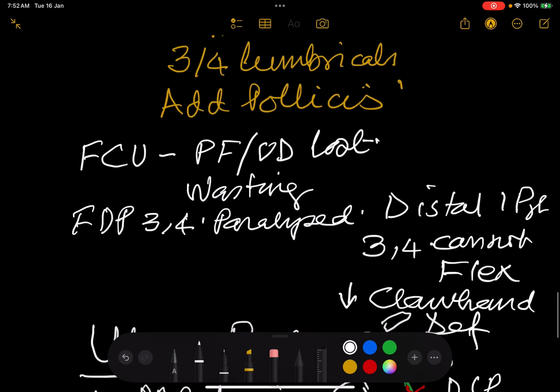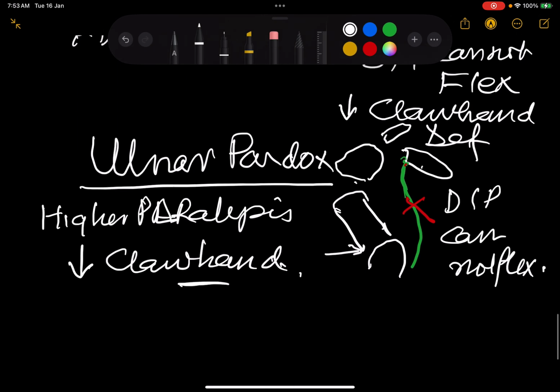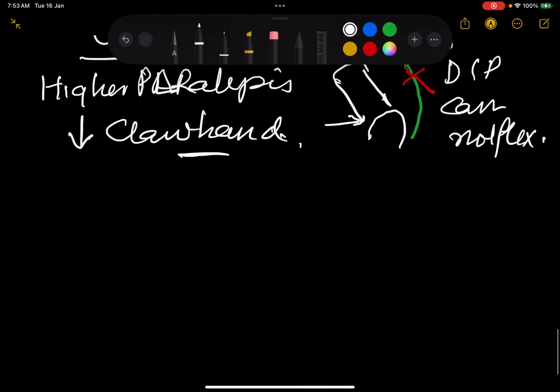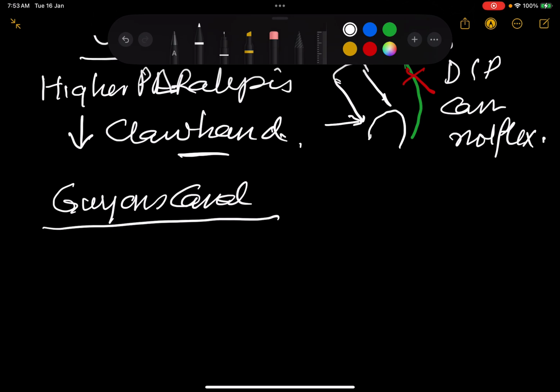So this is the effect of a high paralysis in the canal of Cannon. Now, let us talk about the paralysis where the compression is in the Guyon's canal. You see, the superficial branch of the ulnar nerve would not pass through the Guyon's canal. Therefore, sensations may be spared.